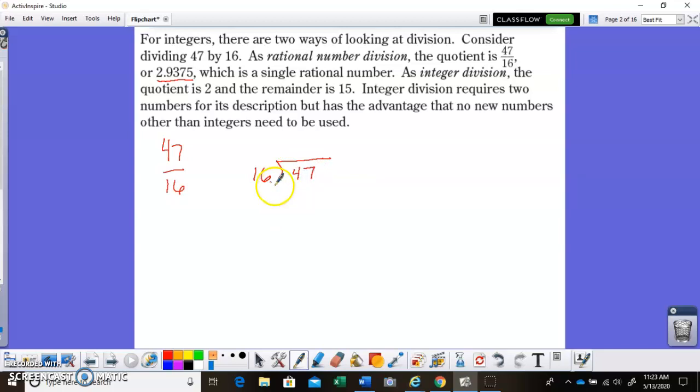What I need to do is focus on this number that's out in front, the thing I'm dividing by, and I'm going to check each number as I go. Does 16 divide into 4? We'll know 4 is way too small for that. So I'm going to have to go to the next digit. Does 16 divide into 47? Well, I'm sure it does. I just am not totally positive how many times.